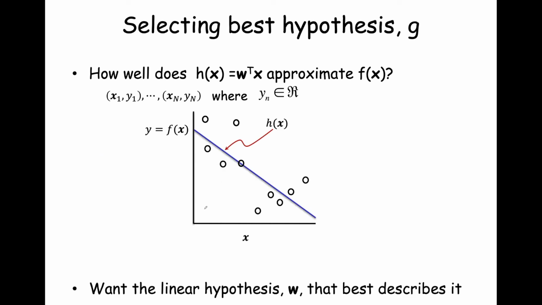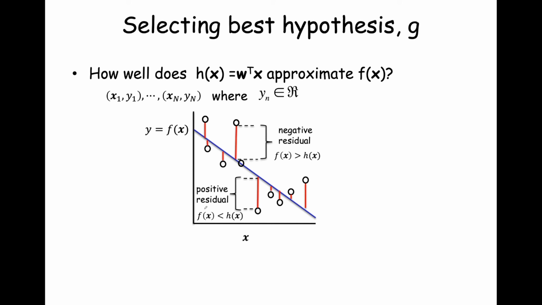And the idea then is to find the hypothesis, the linear hypothesis, the weight vector W, that best describes this. And this best linear hypothesis is one that is in the so-called middle of the data. And so how do we measure this idea of middle of the data? Well, we look at the difference between what this hypothesis outputs for each credit applicant's input representation, and we compare that to what the ground truth is.